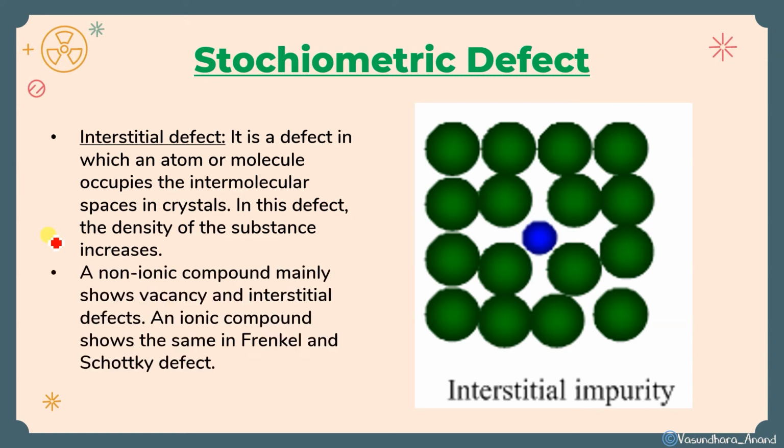These two, vacancy and interstitial impurities, occur in a non-ionic compound. A non-ionic compound mainly shows vacancy and interstitial defects. An ionic compound shows the same, but under another name, and that is called Frenkel and Schottky defect. Clear? The interstitial impurity and the vacancy defect are shown by non-ionic compounds, while ionic compounds show the same thing, but the name will be different: Frenkel and Schottky defect. Let me explain that.